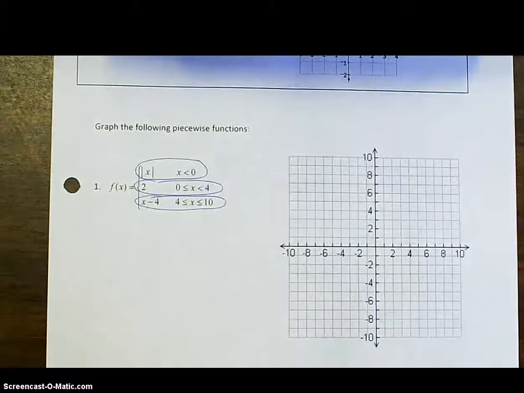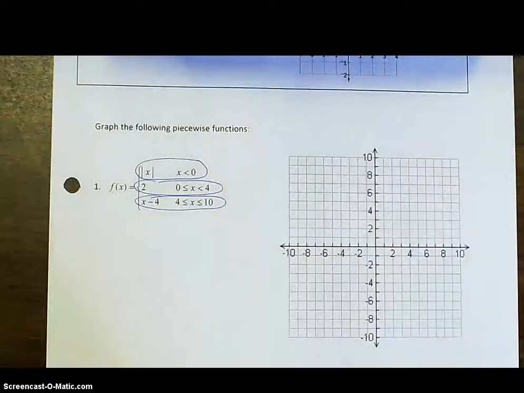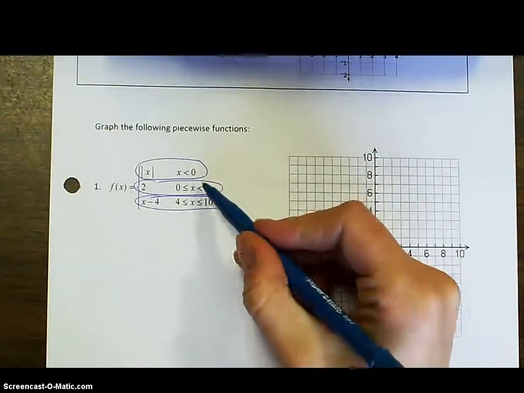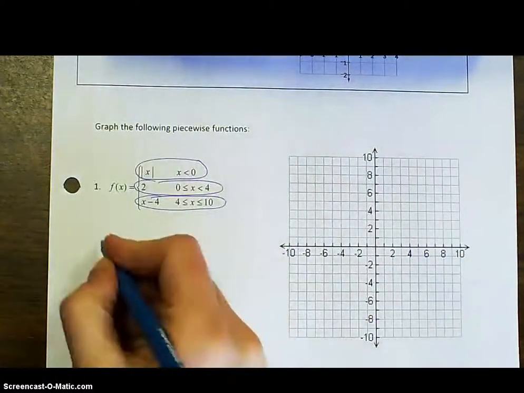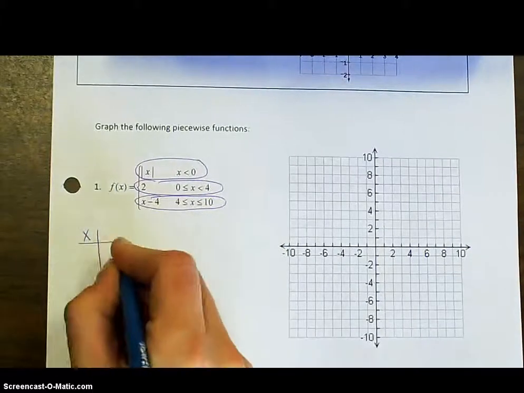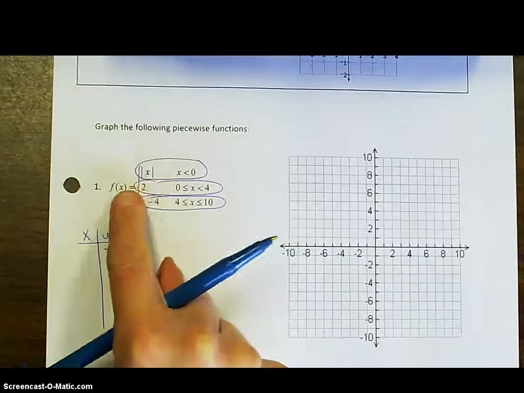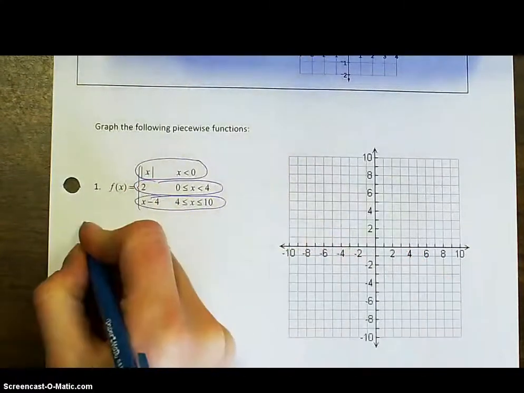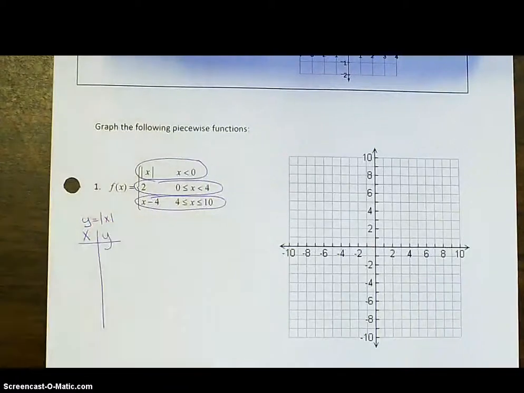Now, because of every function that we have, we're going to go ahead and create a table of values here. So since there are 3 pieces, we're going to need 3 tables of values. So here's going to be my first table of values, x and y. And the first function that we have here is f of x equals the absolute value of x, but we like to call that y equals the absolute value of x.